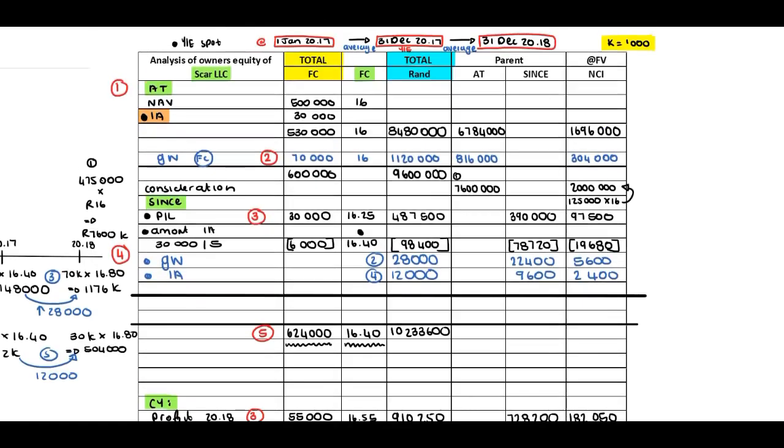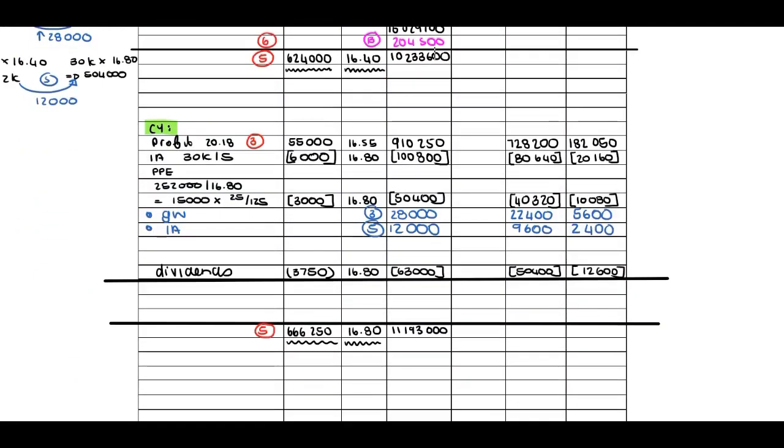To be able to do this, we need to add the total Rand value column, guys. Look at the blue total Rand value, and this is 100,029,100. And our balancing figure, which will be our step number 6, this will be our FCTR of 204,500. And for 20.18, exactly the same.